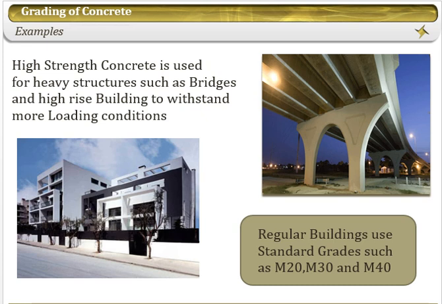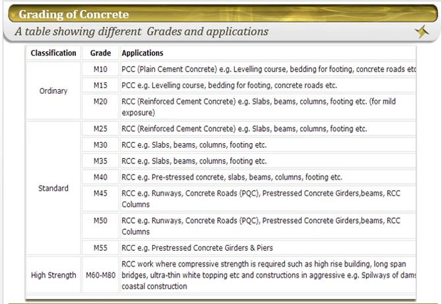For example, high strength concrete is used in heavy structures, as I already told you. Like a bridge, here we use high strength concrete. For regular work like any residential house, or apartments of three or more floors, we use standard grades like M20, M30 and M40. Here I show a table of which concrete grade is used in which type of work. Firstly, we classify three grades: ordinary, standard and high strength.